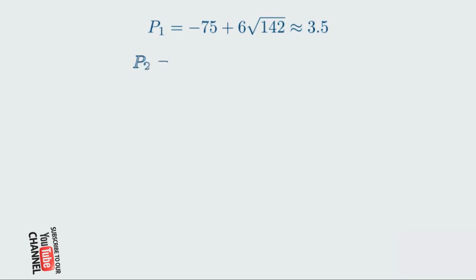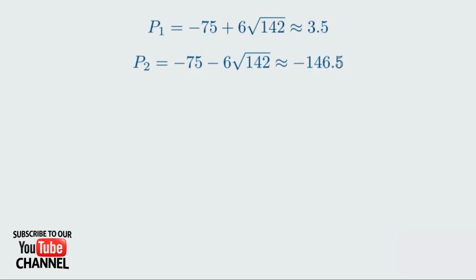We found 2 possible values for p, negative 75 plus 6 root 142, and negative 75 minus 6 root 142. So, p equals approximately negative 75 plus 71.5, which is about negative 3.5, and p equals approximately negative 75 minus 71.5, which is about negative 146.5. Now, let's substitute back. Remember, we defined p as t squared. So, t squared must equal p. For our first case, t squared equals approximately negative 3.5. For our second case, t squared equals approximately negative 146.5.